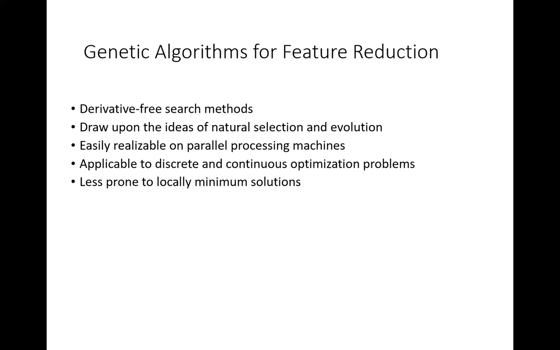Subset selection is one way of reducing the features. There is another technique which is quite popular and people have used it in many cases. This is known as genetic algorithms for feature reduction. Genetic algorithms allow you to do search without worrying about derivatives or gradients. That's why these techniques are known as derivative-free search methods.